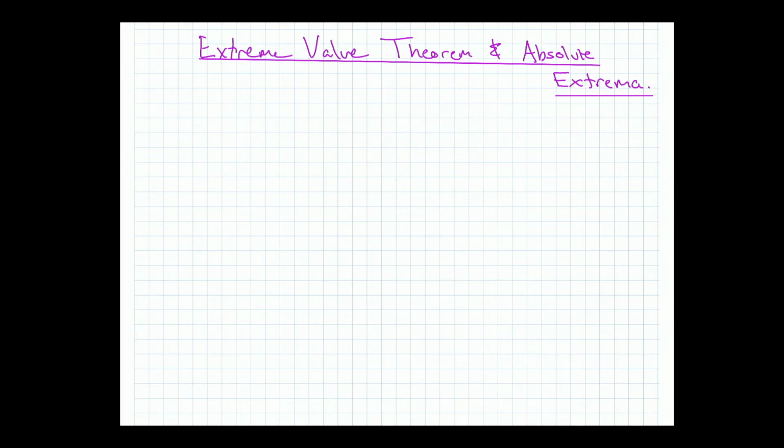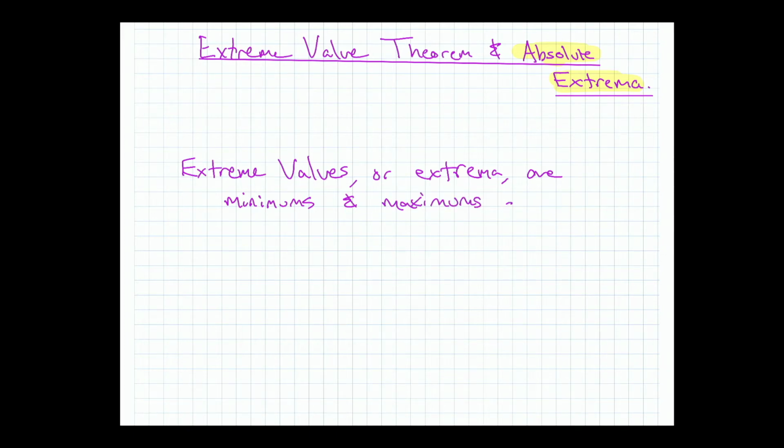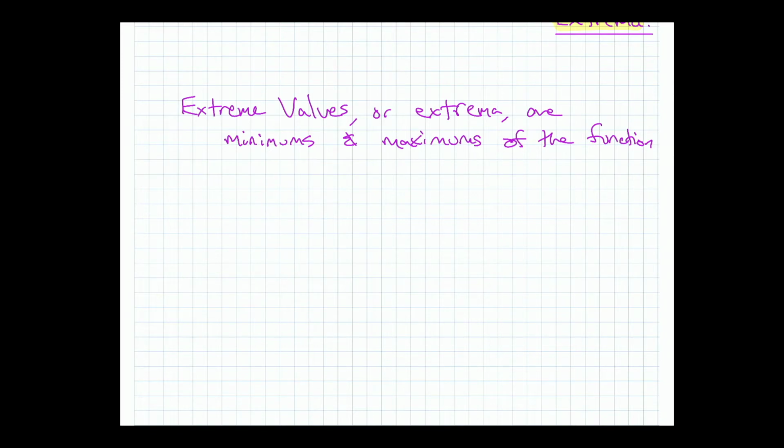So what we need to talk about first of all is probably what extrema are. Extreme values mean maximums or minimums. So extreme values, or extrema, are minimums and maximums of the function. And there are two kinds. There are local extrema. Local extrema are going to be the minimum and maximum values in a small region.